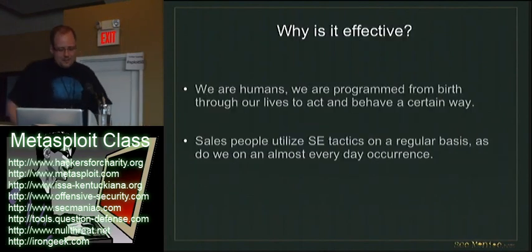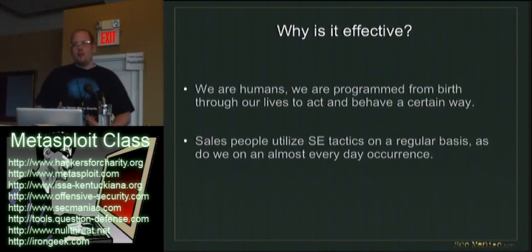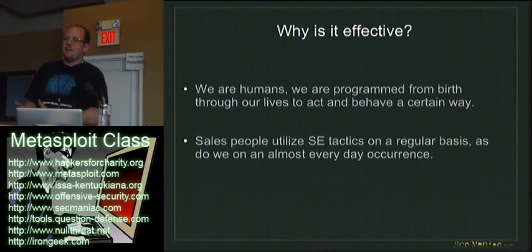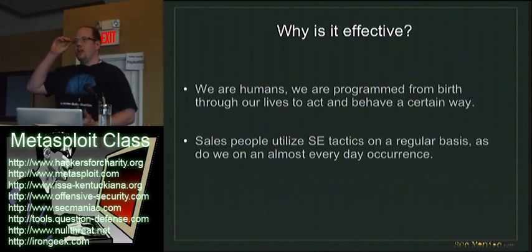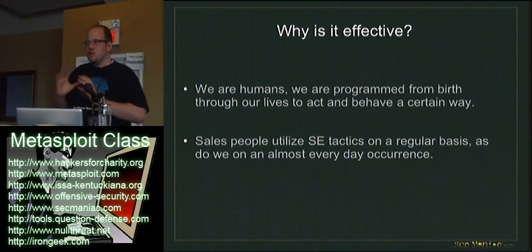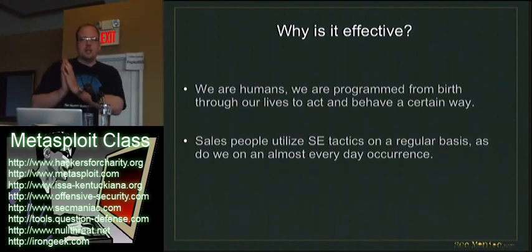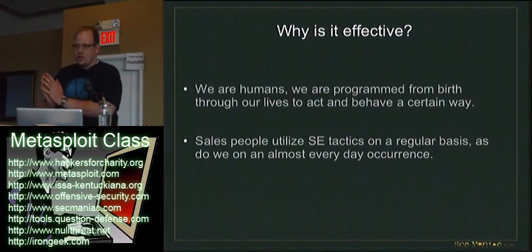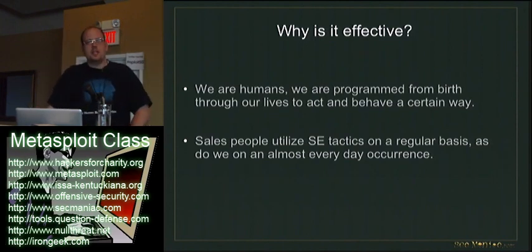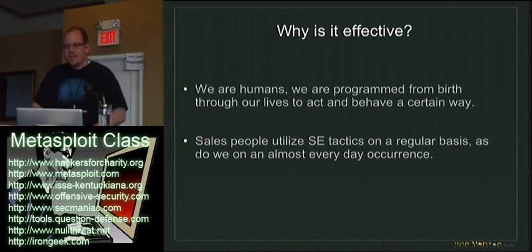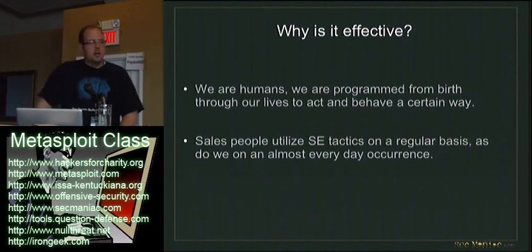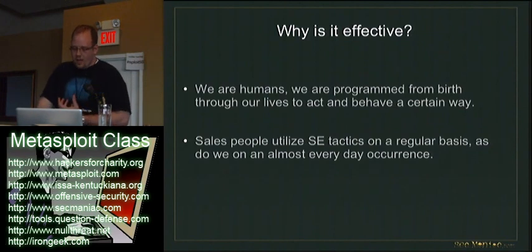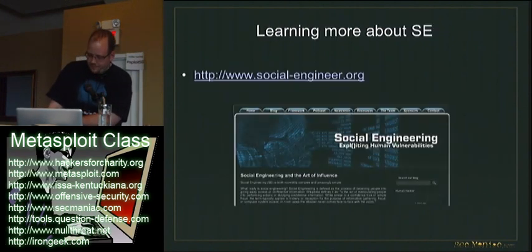So why is it so effective? Well, because we're human. We're programmed from birth and through our lives to act and behave a certain way. Salespeople utilize social engineering attacks to gain our business, right? This new security product is going to protect you against 100% of the hackers out there. Or this new intrusion prevention system will absolutely detect the advanced persistent threats out there. Or we'll protect your cloud computing. All of these are sales jargon to make us feel a false sense of security, or maybe it does do a decent job. But in the end, we try to con people into doing what we like, right?